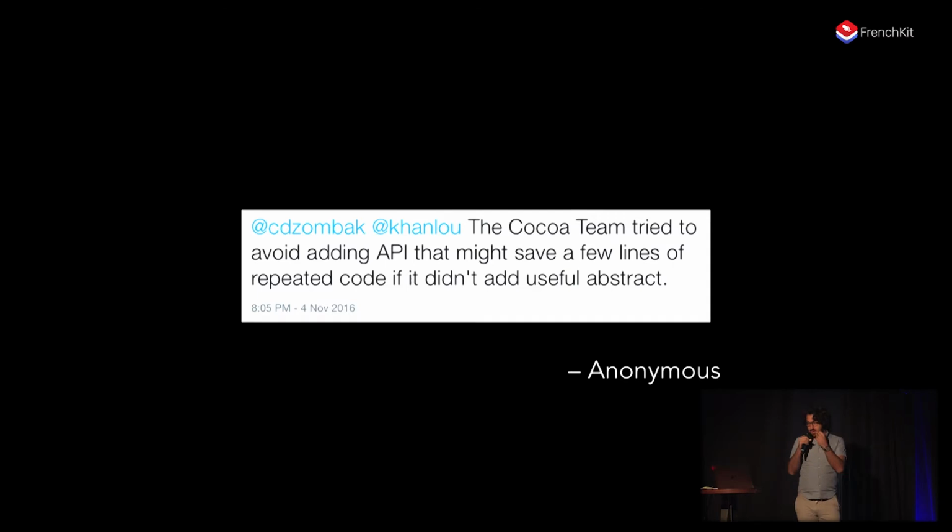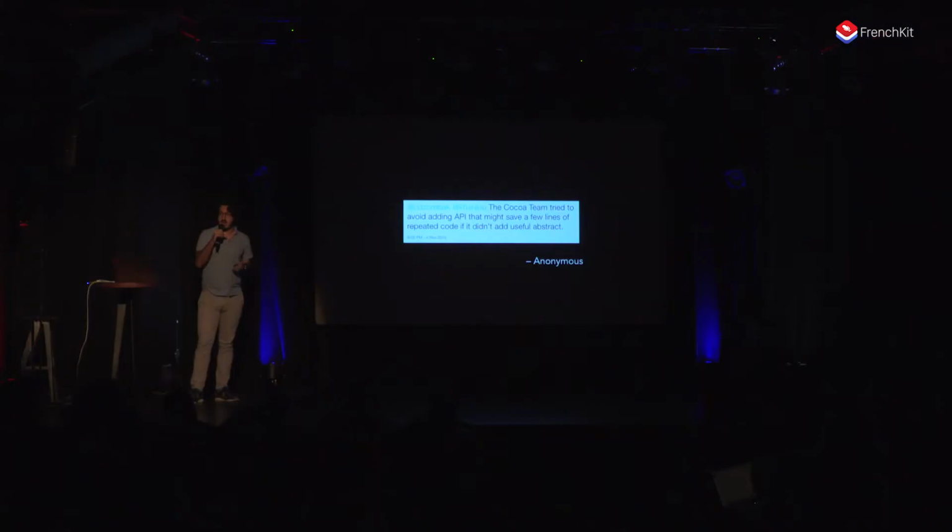And he responded, he's deleted this tweet since, and I don't want to say his name, but he said that the Cocoa team tried to avoid adding API that might save a few lines of repeated code if it didn't add useful abstraction. And I think this approach is wrong, and what I'm going to go over today, I hope, can convince you that this approach is essentially wrong.